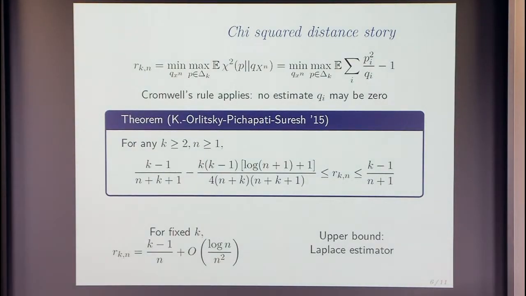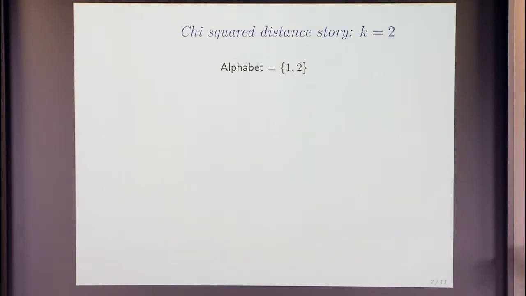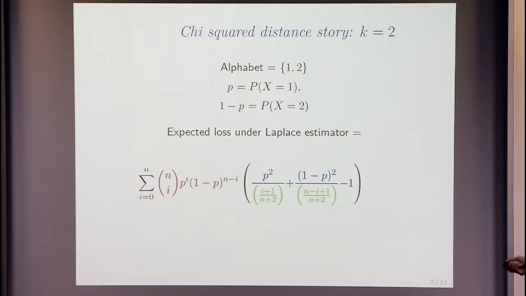To describe that thing to you, I want to fix the alphabet size to be binary. Even with binary, you should be able to appreciate it. So k equals 2. Now the probability distributions are basically parameterized by one number, p. p is the probability that x takes the value 1, and 1 minus p is the probability that it takes the value 2. And so the expected loss under a Laplace estimator is this thing. Let's parse this expression.